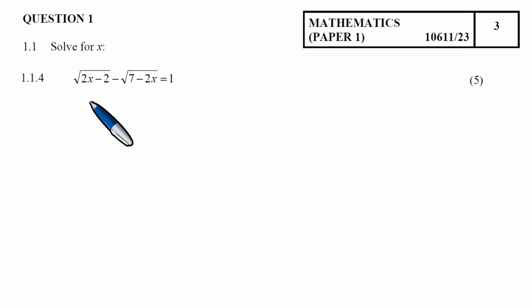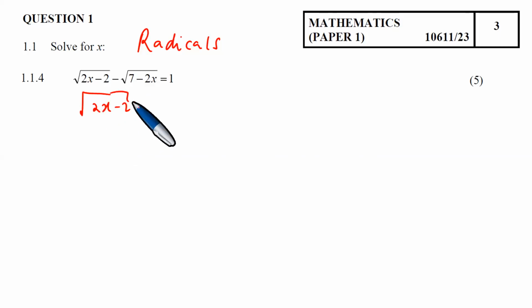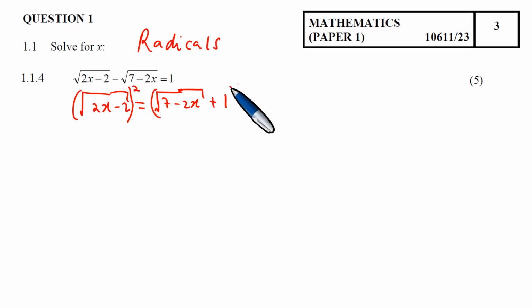Another question that we must be able to solve is how to solve for x in problems that involve radicals. So dealing with radicals, what do we do? If you have two radicals like this, you need to strategize: you have the square root of 2x minus 2, and you move one radical to the other side of the equation, and it becomes the square root of 7 minus 2x plus 1. So we always do this. If you have two radicals, move one radical to the other side of the equation, and then immediately begin squaring both sides of the equation.